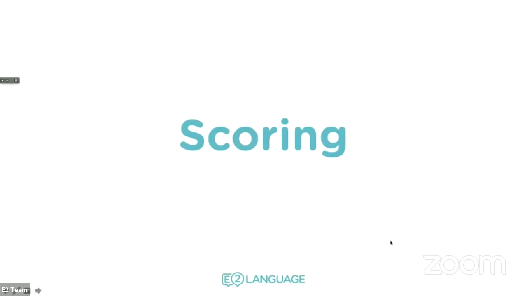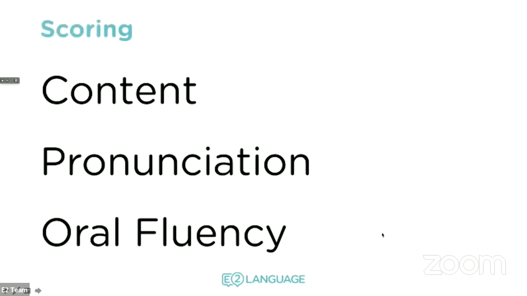before we look at a method, I want to tell you how it's scored, because it's critical to understand how this thing is scored so you can get a top score. PTE speaking describe image focuses on three things: content, pronunciation, and oral fluency.